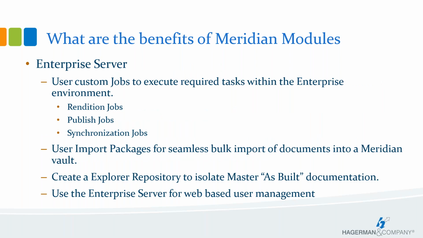We talked about the enterprise server. Some of the key components for that are you can use custom jobs to execute required tasks within the enterprise environment. So an example of some of those would be rendition jobs. So like I said, if you have the enterprise server and you turn on the publisher, Meridian will automatically create PDF copies or rendition copies of every document within your vault.